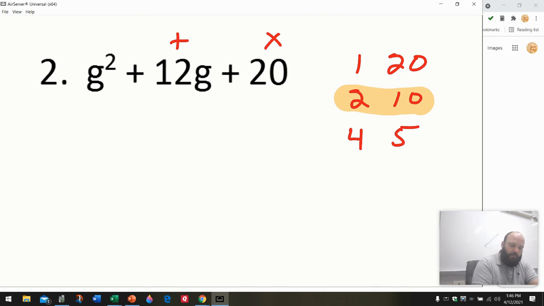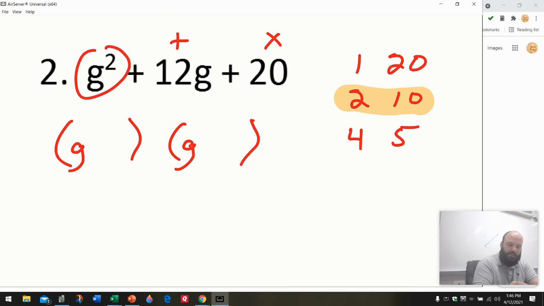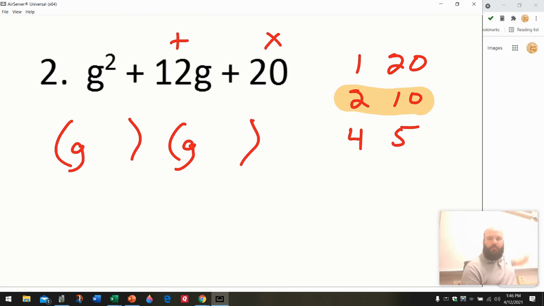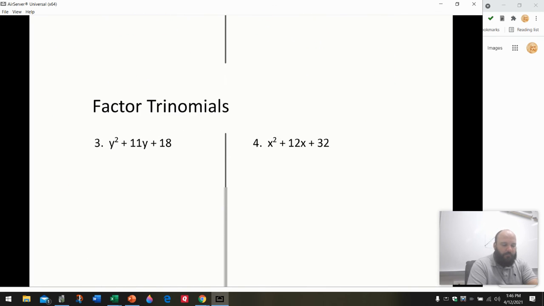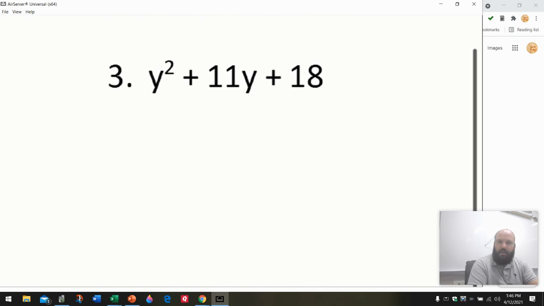Once we do that, we write our two parentheses. We put the g here and here, because g times g is g squared. And then we put our two numbers, plus 2, plus 10. And there's our final answer. Again, if you would FOIL that together, you would get the original expression. So I'll show you a couple more of these. Procedure is the same as the last ones.